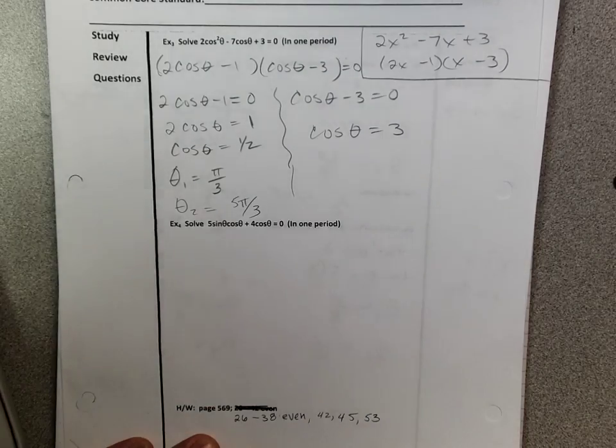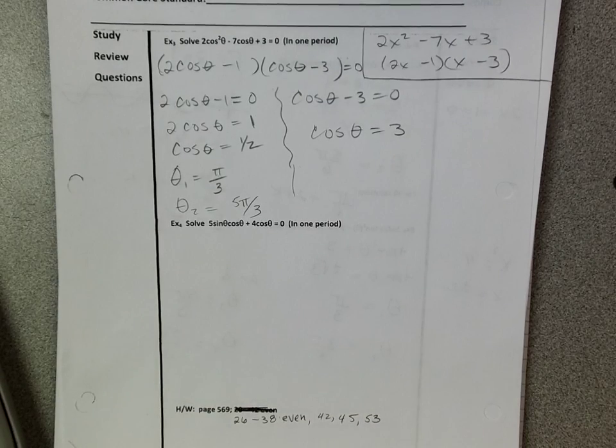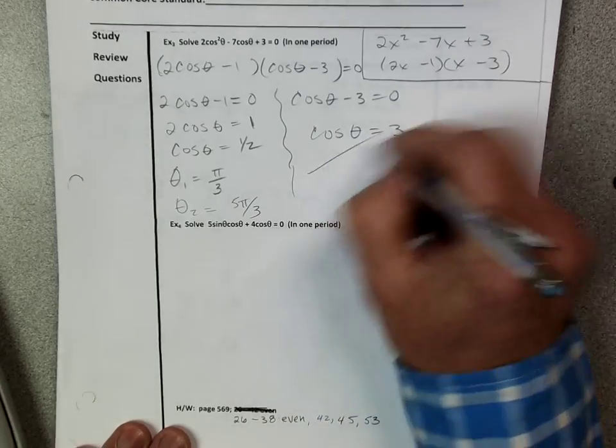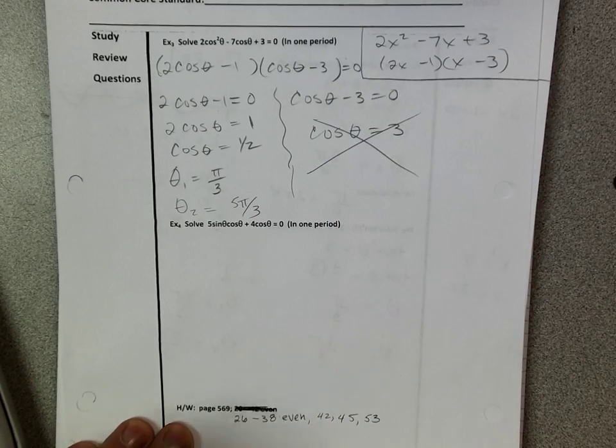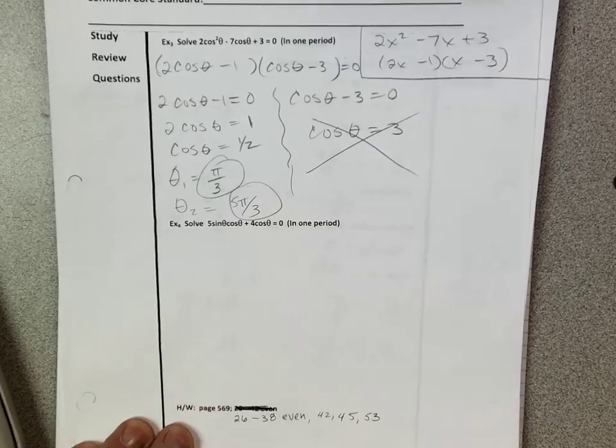Can't be. If I knew I had an x value, what's the furthest out I can go? 1. Can I get to 3? No. So what do we do with this? We throw it away. Undefined. So cross it out. We just get those 2 answers, okay?